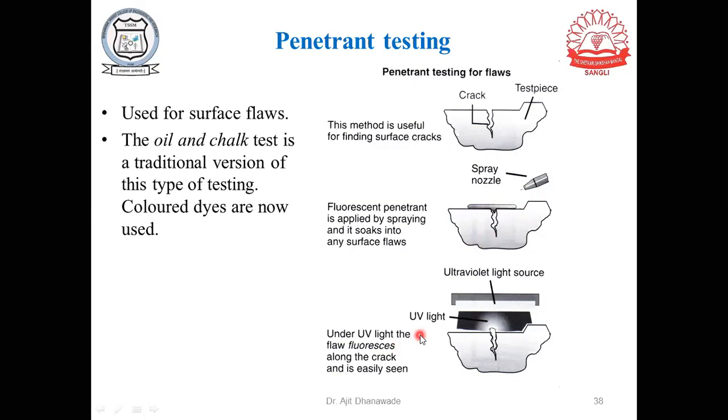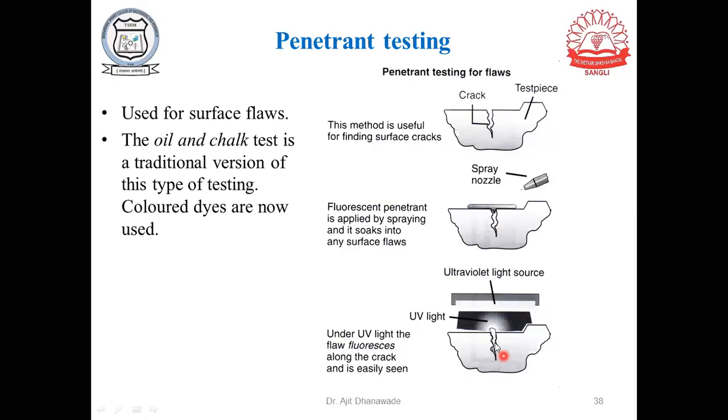After that, you can take that component and expose it to an ultraviolet light source or ultraviolet light rays. Due to the fluorescent dye, the ultraviolet light will show clearly that there is a crack. That is enough. Once you observe such a structure, you can be sure that there is a crack in the surface.